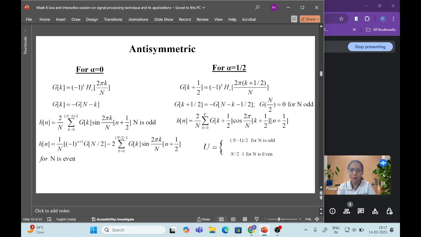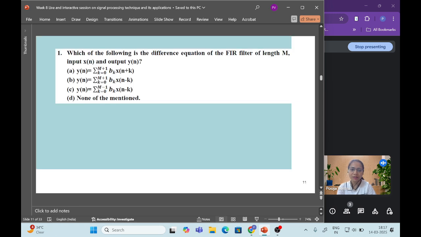Okay, so I am moving on similarly for antisymmetric. Here we are moving to solve some problems. Question 1 is, which of the following is the difference equation of the FIR filter of length M, input x[n] and output y[n]? Which option is correct for this one? Can you answer in the chat box? I will wait for a few seconds, then I will elaborate.